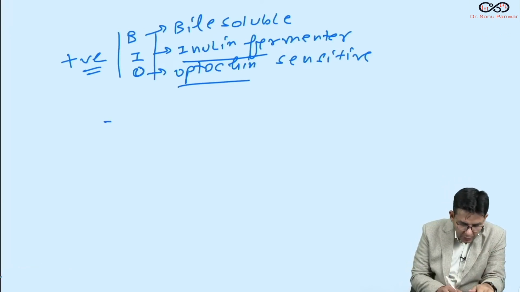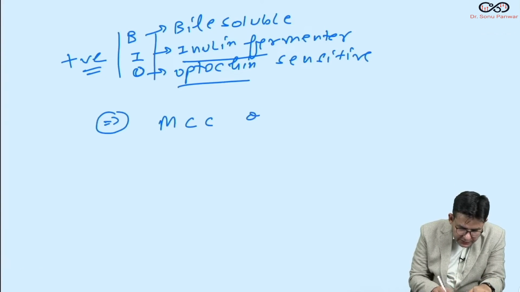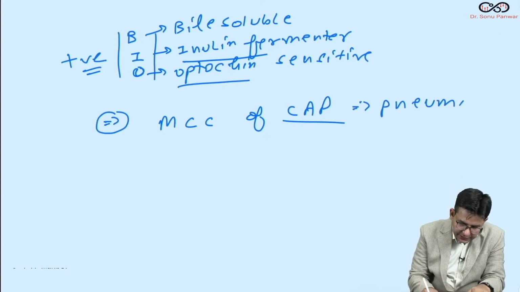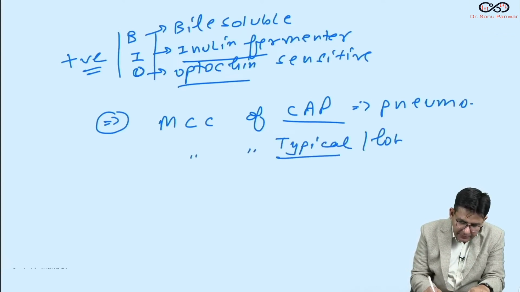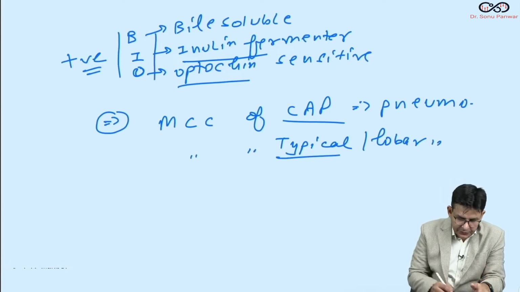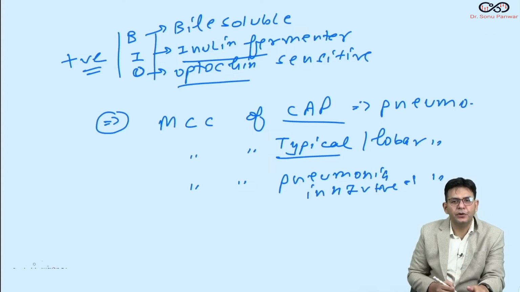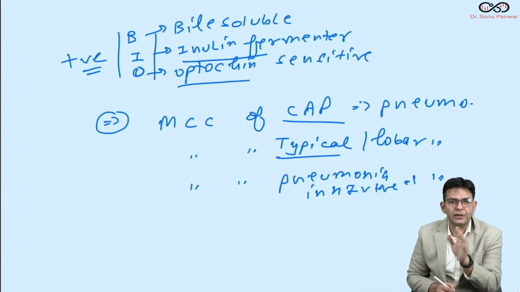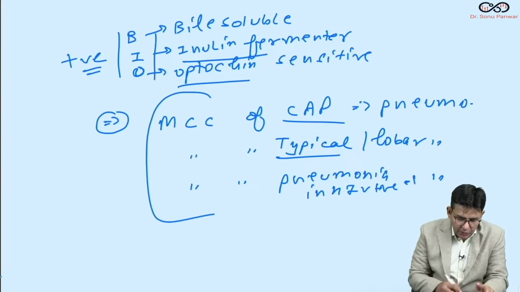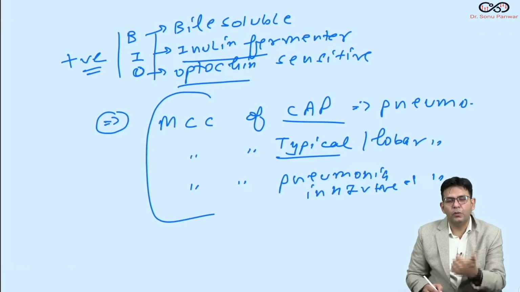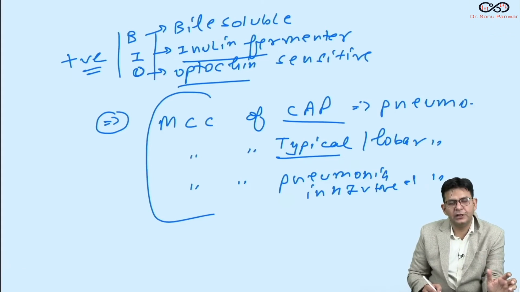Remember that. Now, another important thing: the most common cause of CAP, community acquired pneumonia, is pneumococcus. The most common cause of typical pneumonia, meaning lobar pneumonia, again pneumococcus. The most common cause of pneumonia in HIV positive patients, again pneumococcus. And the question which has recently come: the most common cause of atypical pneumonia is Mycoplasma pneumoniae. That pneumonia is termed walking pneumonia, and that is the atypical pneumonia, not the typical one.